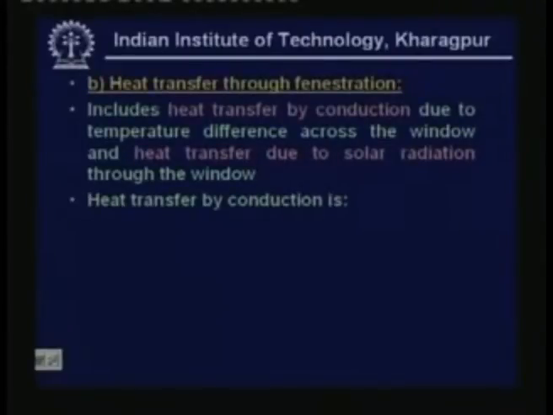Here heat transfer by conduction is simply given by Q is equal to U into A into (T naught minus Ti), where U is the overall heat transfer coefficient for that particular window and A is the surface area of the window, and T naught and Ti are the design outdoor and indoor temperatures. This is only one part.